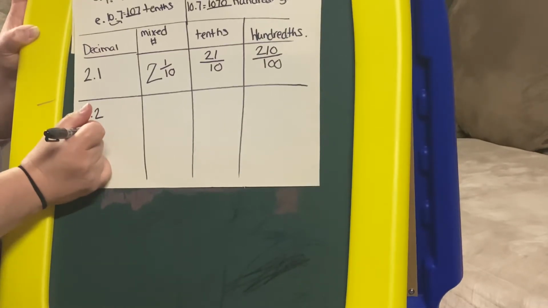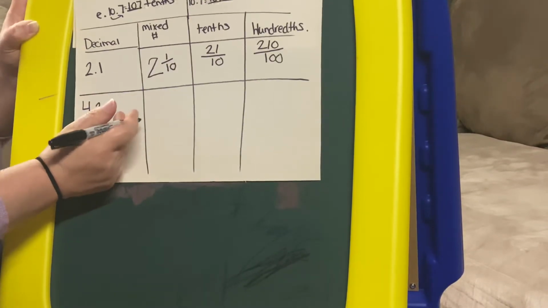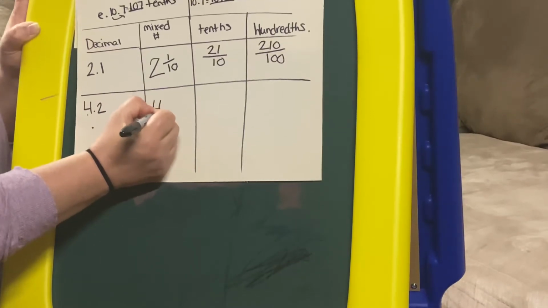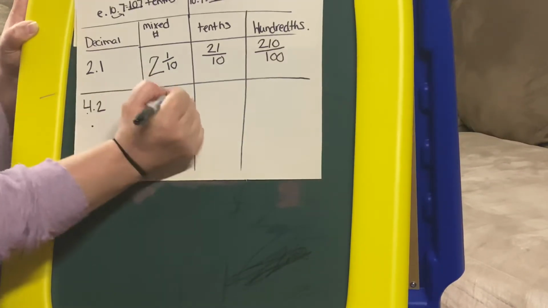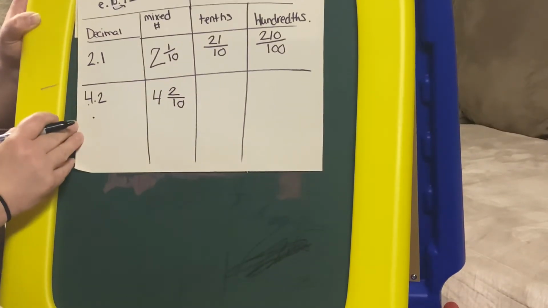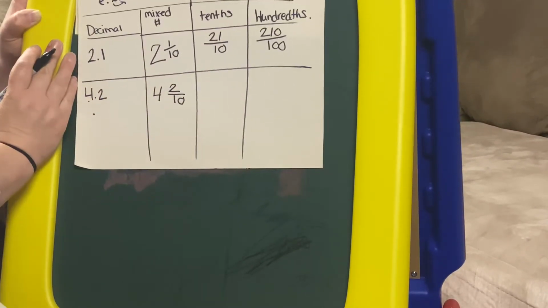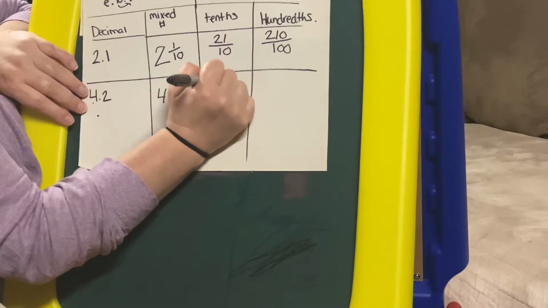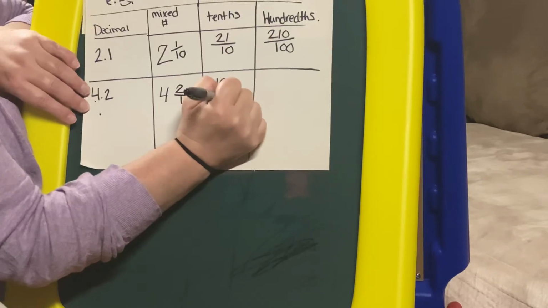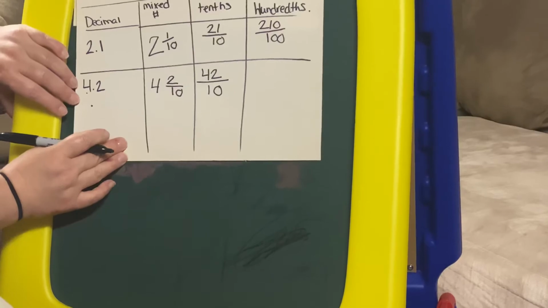If you are going down to 4.2, they want you to write that as a mixed number. Again, guys, a mixed number is a whole number and a fraction. So my whole number is 4 and I have 2 tenths, so I would write 4 and 2 over 10. Now if I'm moving it to the tenths position, I would have 42 tenths, so 42 over 100, or over 10, I apologize, we're in the tenths position.